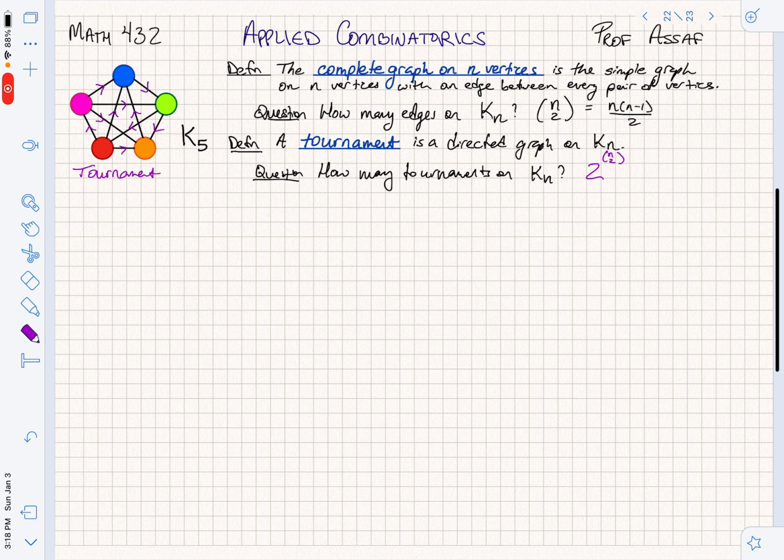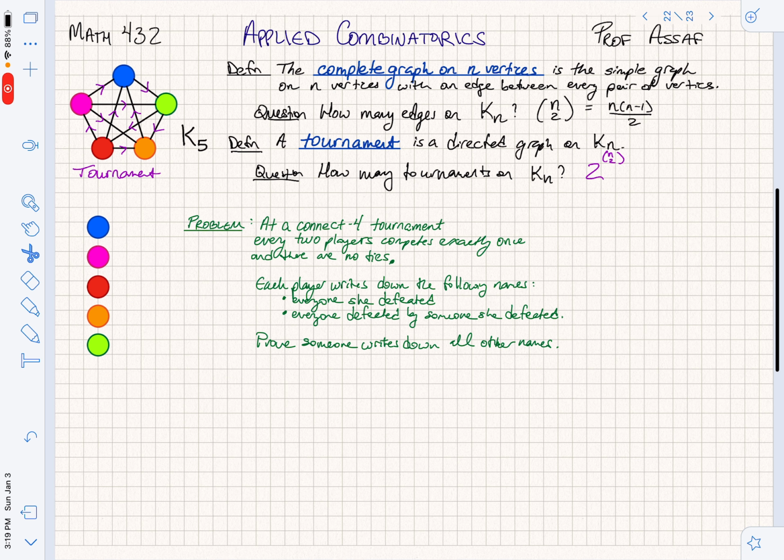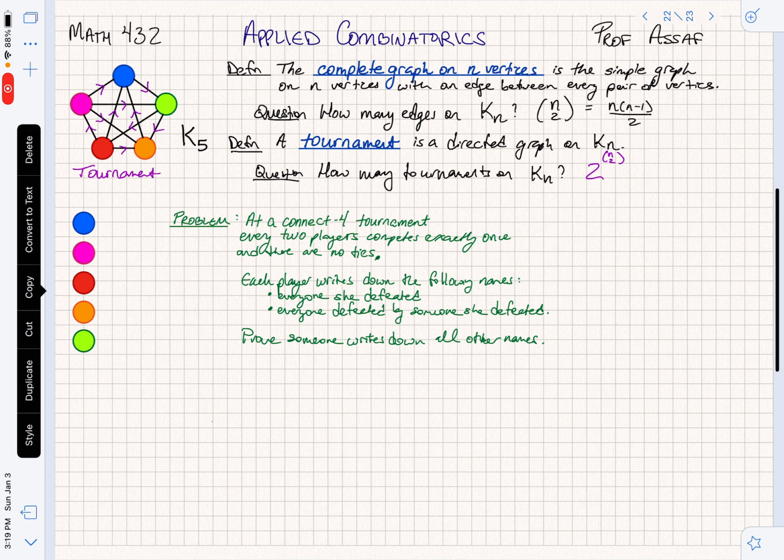And why do we call them tournaments? Well, because we can think of a round-robin tournament, a game where every pair of players has exactly 1 match and it's never a tie. That would be choosing an orientation. Say we direct from the winner to the loser, and that would tell us the outcome of the game. So we can think of this graph over here as encoding the information in the outcome of a round-robin tournament. So let's make that specific with the following problem.